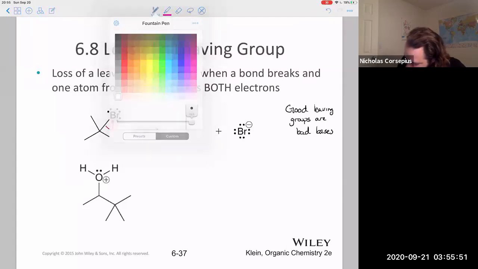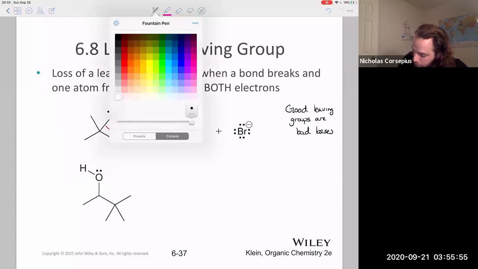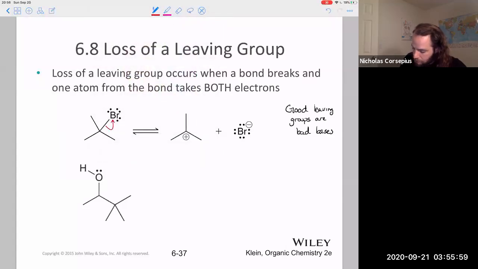Let me just actually modify this example a tiny bit. Let's just say we had an alcohol here, and I wanted that group to leave. What would my leaving group be? Well, that would be a hydroxide ion, which is a pretty good base. So alcohol groups are not good leaving groups.